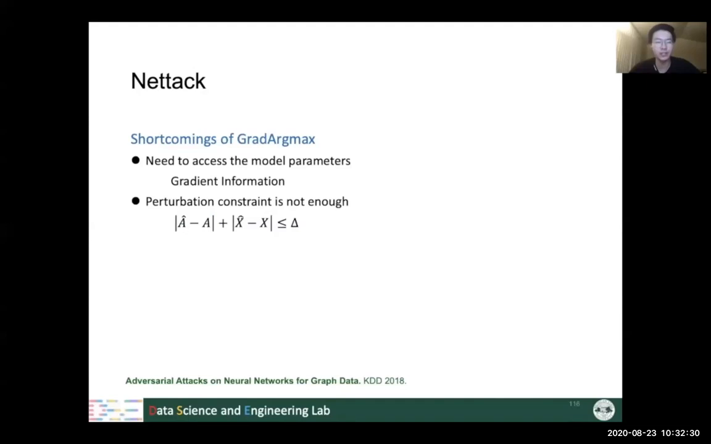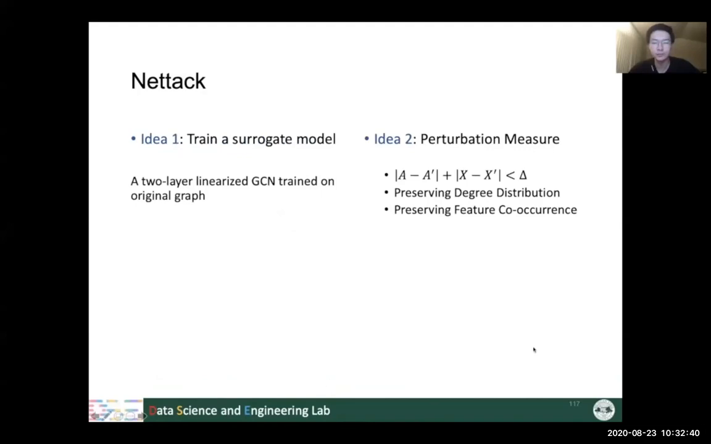So to solve these two problems, Nettack first proposed to train a surrogate model. So in this way, it can directly use the information from the surrogate model without accessing the target victim model. And to address the second shortcoming, in addition to the constraint on the number of changed edges and features, we can add two more constraints. The first is to preserve the degree distribution of the original graph. The second one is to preserve feature co-occurrence.